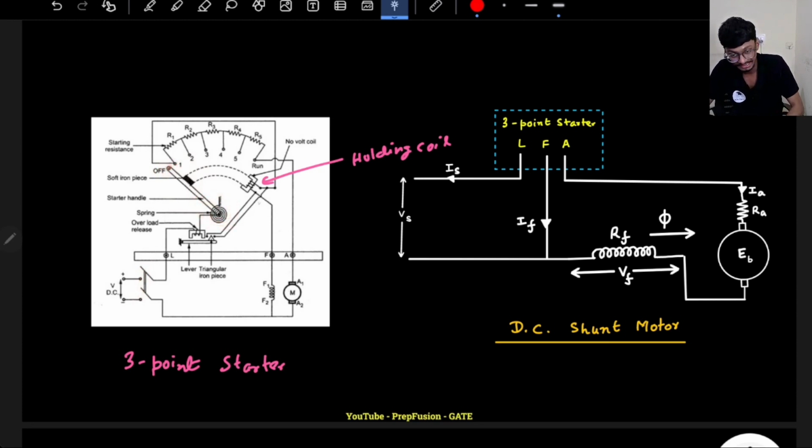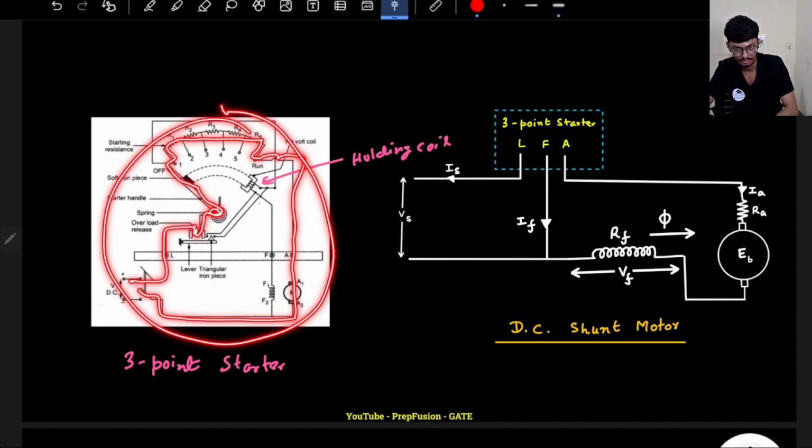Now if the pointer is connected to the point 1, what will be the direction of current flow? If I observe the direction of the armature current, it will flow through here, come here, flow through all these resistors, and come back through this pointer. Remember, this pointer is metal, so current will flow through this pointer, come back here, flow through this overload release coil, energize the overload release coil and then come back to the line. That is the overall path of the armature current.